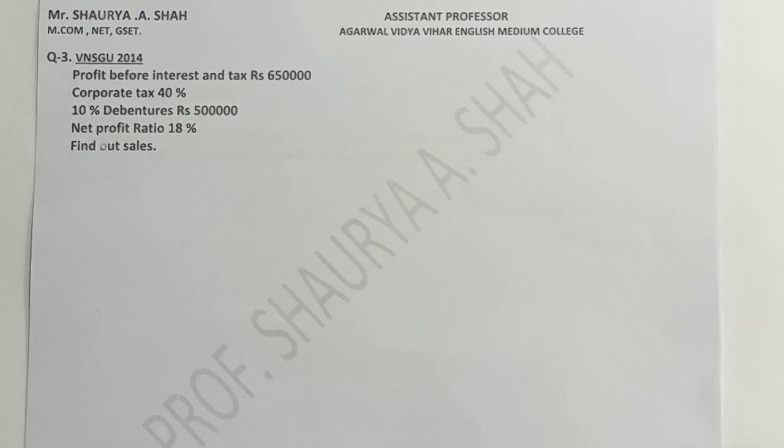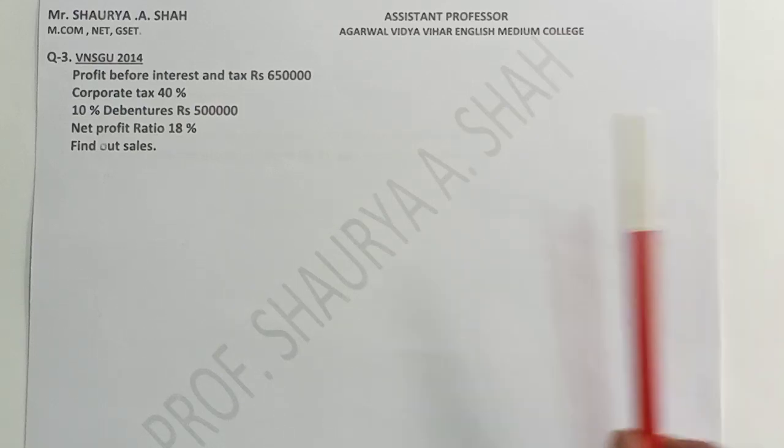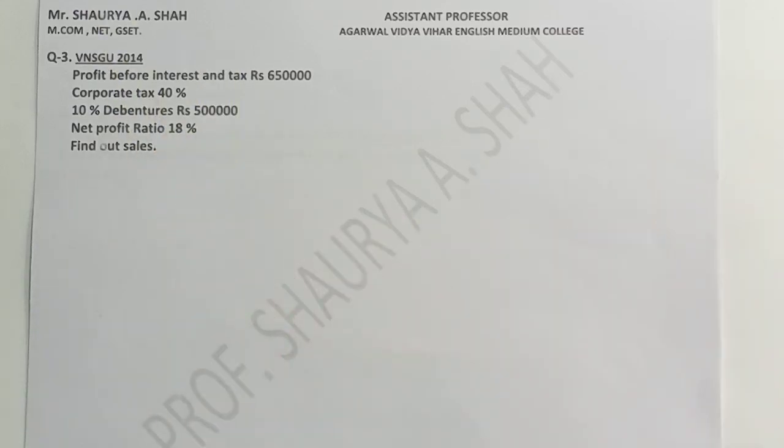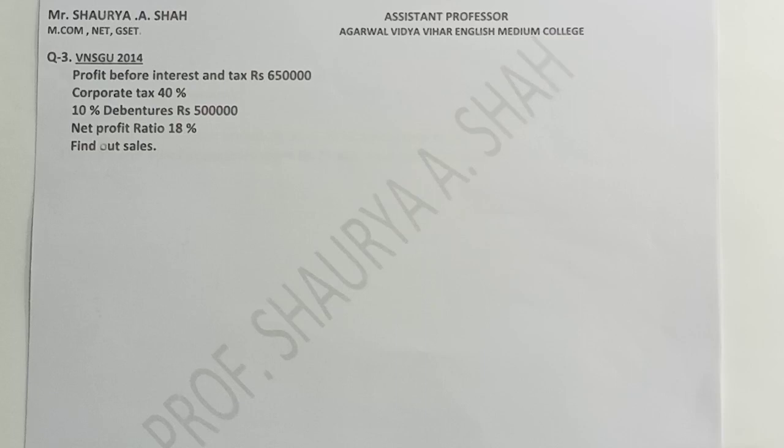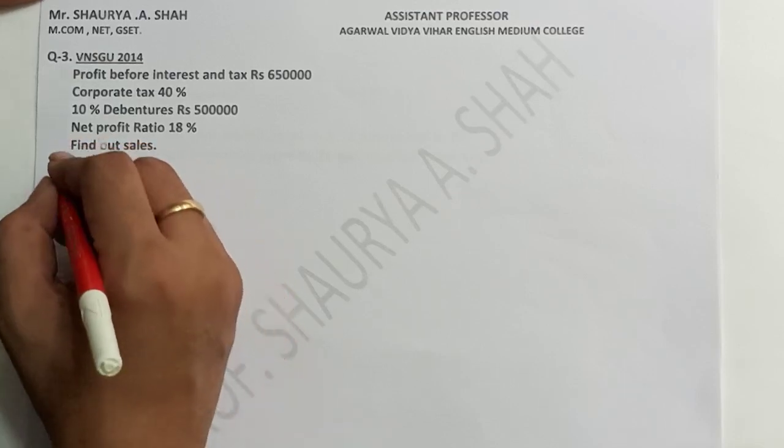So again, an easy sum. What is the formula of net profit ratio? Whatever is given in the sum, you have to always start with that particular thing. The formula for net profit ratio is net profit after tax divided by sales, right? But students, here I have been given profit before interest and tax, commonly known as PBIT, right? So first of all, convert this PBIT into profit after tax. So we will start with the PBIT and then convert it into profit after tax.